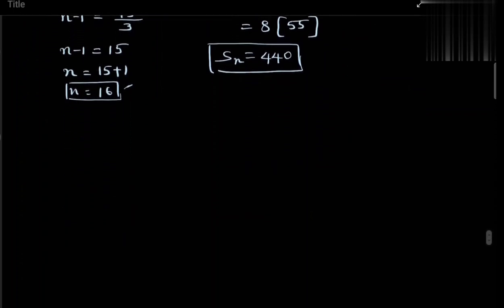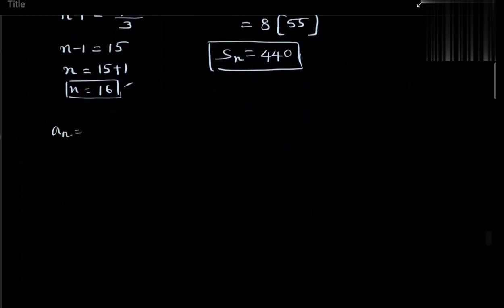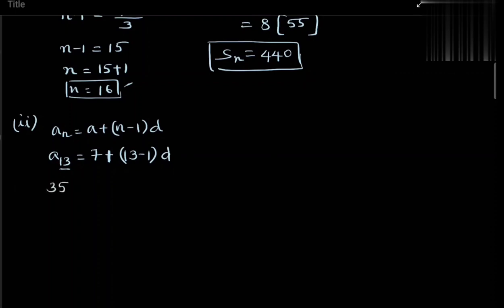So we know the nth term of an AP, right, that is an is equal to a plus n minus 1 into d, right? So second one, the problem is, here they given the first term is 7, substitute here. So here an means a13 plus n is 13 here. So substitute here 13 minus 1. So d we don't know. Here a13 is 35 is equal to 7 plus, so 13 minus 1 is 12 into d.